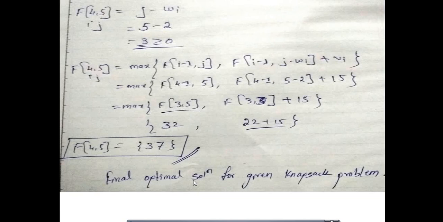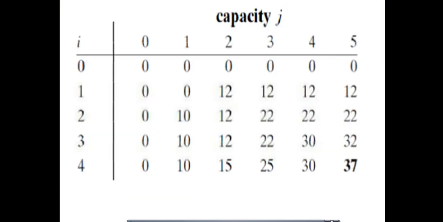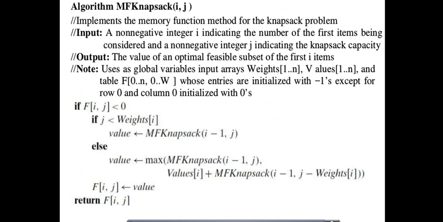This is your optimal solution for the given knapsack problem. That is the last value I already marked in the first slide, no? So 37. See here, fourth row fifth column, this is your answer, 37. In this way you have to find the knapsack problem's optimal solution for given n items, weights and a knapsack capacity. Okay.